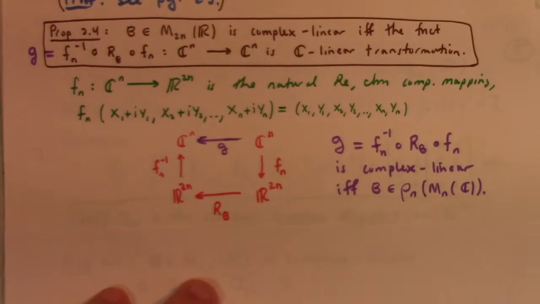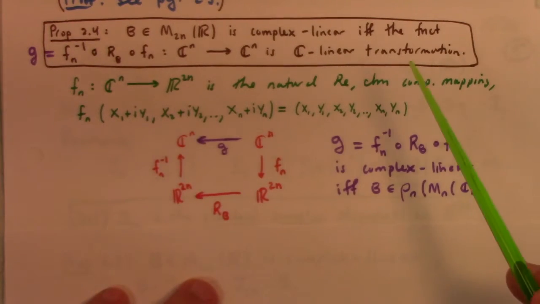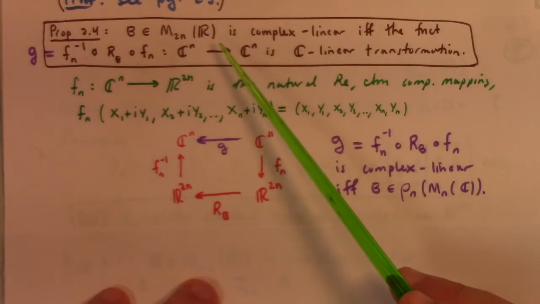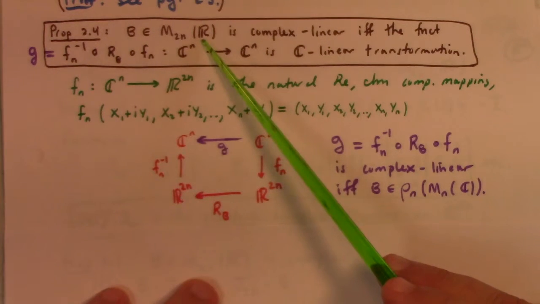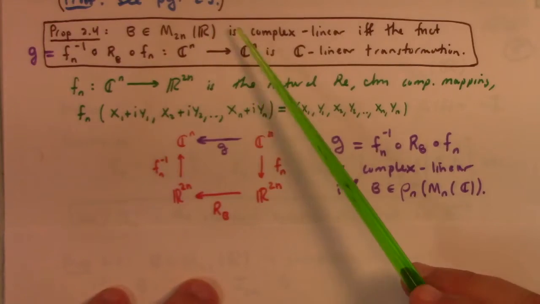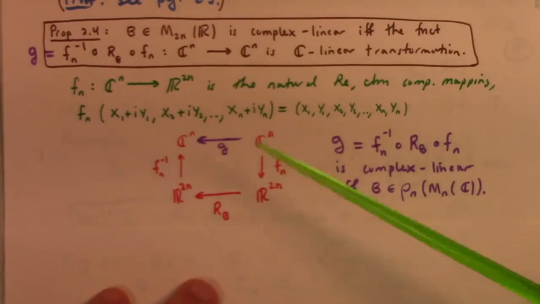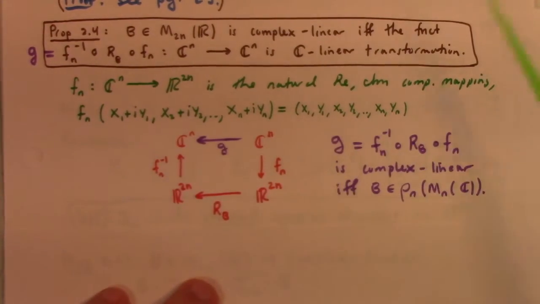Anyway, we have this. It's really nice, though, because this means that the matrices which correspond to this complex linear matrix in 2n by 2n are naturally corresponding to the corresponding complex linear transformations on Cn in the natural way.